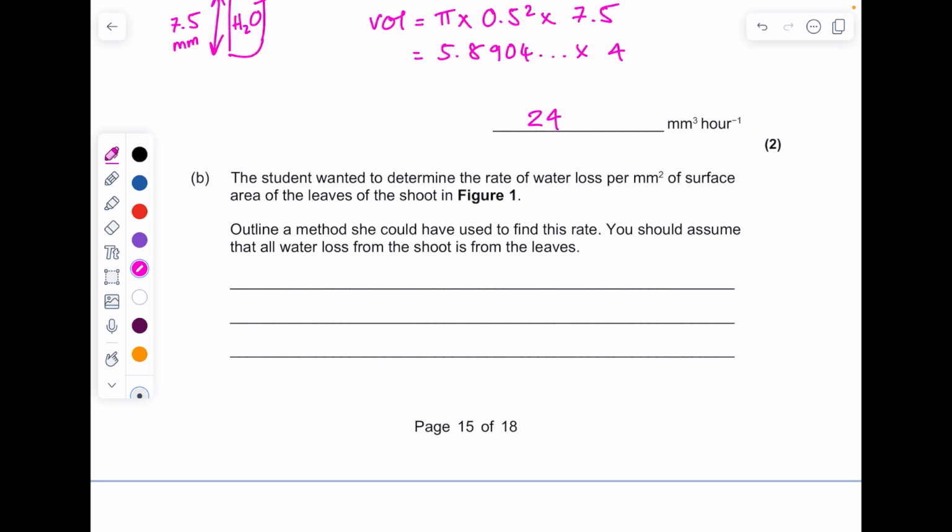The student wanted to determine the rate of water loss per millimetre squared of surface area of the leaves of the shoot in figure 1. Outline a method she could have used to find this rate. You should assume that all water loss from the shoot is from the leaves.